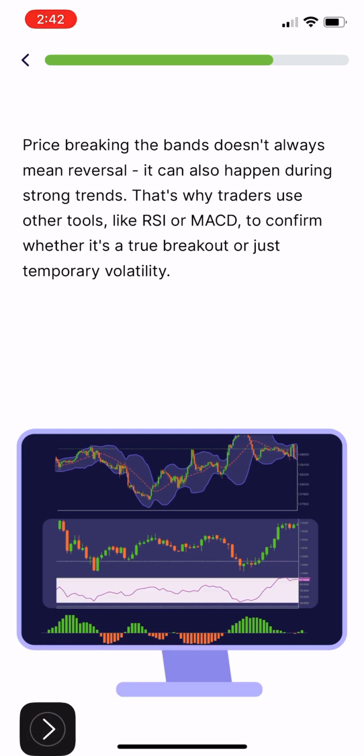Price breaking the bands doesn't always mean reversal. It can also happen during strong trends. That's why traders use other tools, like RSI or MACD, to confirm whether it's a true breakout or just temporary volatility.